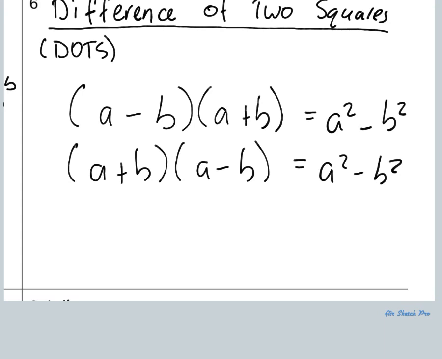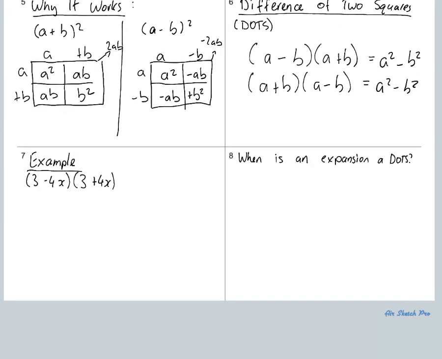Any questions about that? Let's see an example then. I'll keep that zoomed out now. So we've got 3 minus 4x times 3 plus 4x, sorry. So that is equal to, so it's like 3 takes the place of A and 4x takes the place of B.